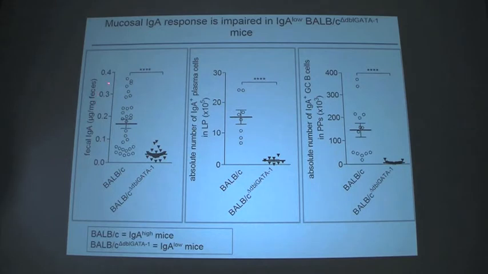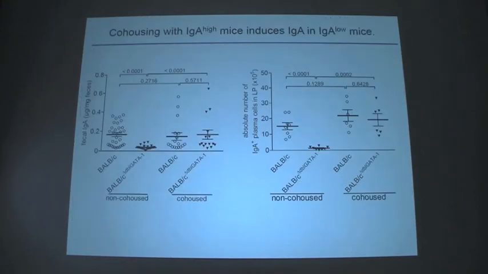The decreased amount of IgA is actually due to the decreased generation of IgA-producing plasma cells. So here are the fecal IgA levels from a mouse from Charles River and a mouse from our breeding facility. This corresponds to the number of plasma cells which he finds in the lamina propria, and also the number of IgA-positive germinal center cells in the Peyer's patches, which we can hardly find in mice from our breeding facility. So it seems that the generation of IgA-expressing plasma cells is impaired.